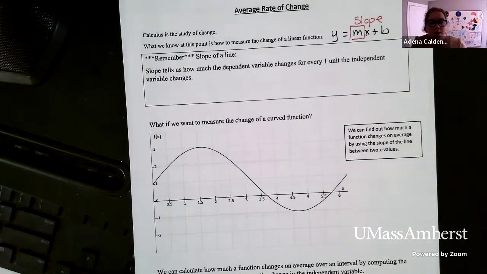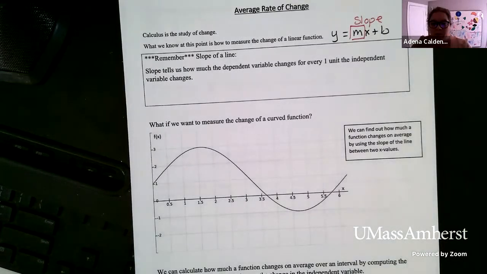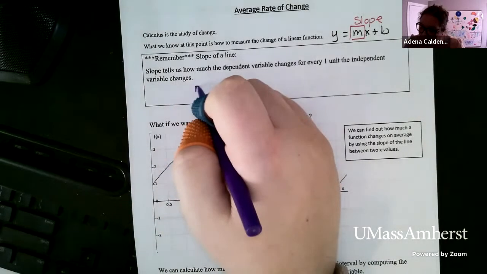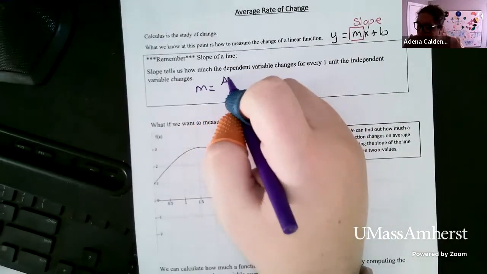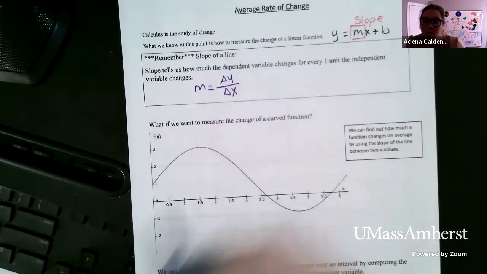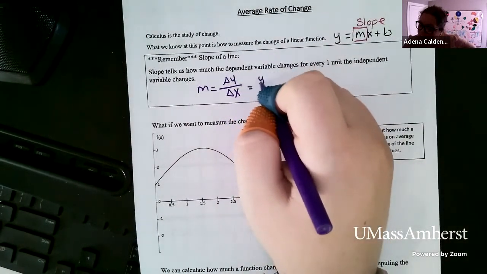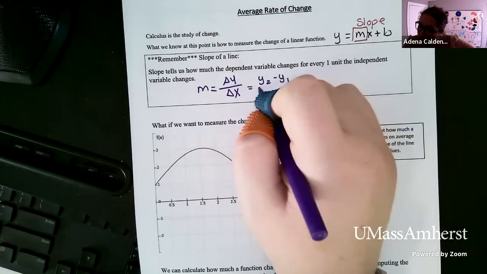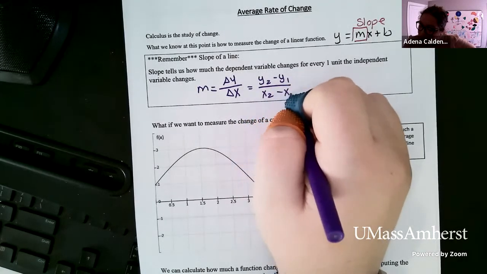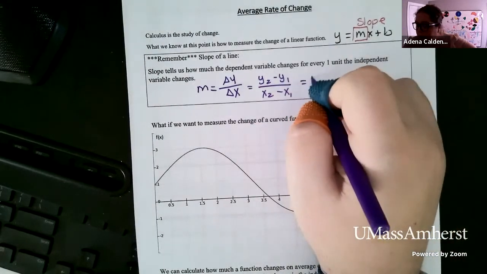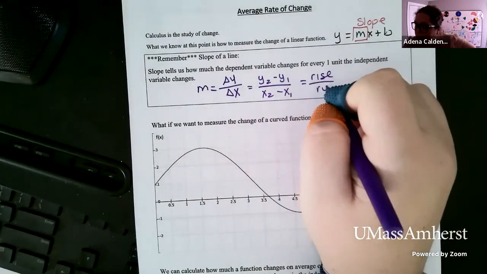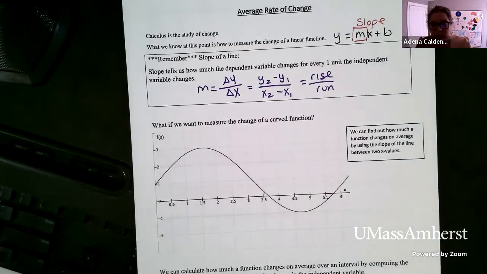As a reminder, slope is the change in y over the change in x, which tells us how much the dependent variable changes for every 1 unit the independent variable changes. And there are a lot of ways that people think about and write slope. You might have the change in y over change in x. You might have y2 minus y1 over x2 minus x1. You may have heard something like rise over run, right? These all are ways to think about slope.